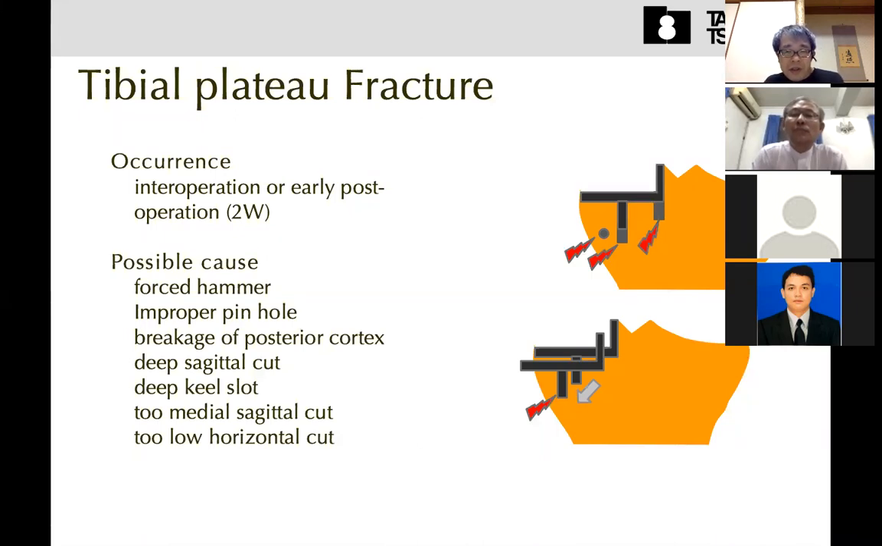And similarly, too deep a keel slot should be avoided. Too low a cut and too medial a cut can also cause fracture. But even in experienced surgeons, fracture can occur, not so rarely. So that means the cause of fracture is not only on the operator side, but also on the patient side.